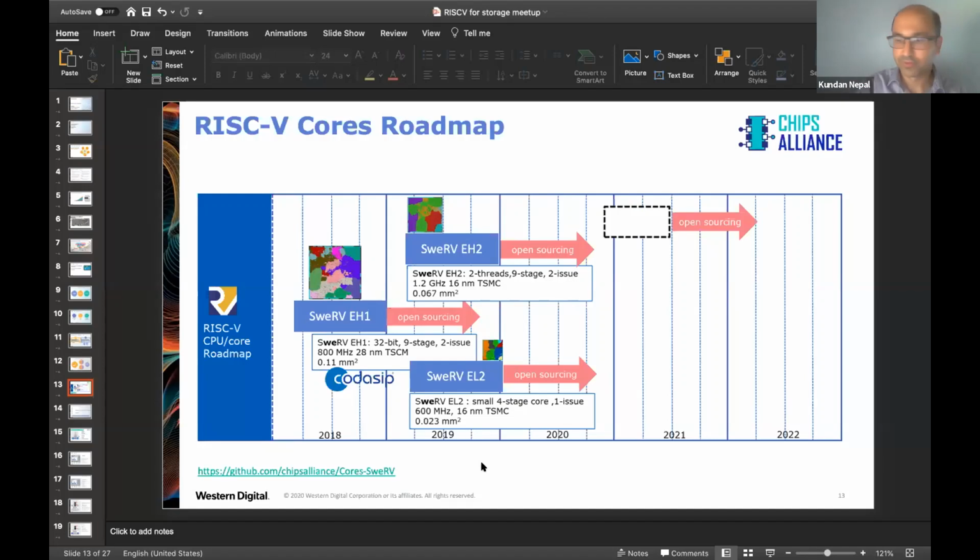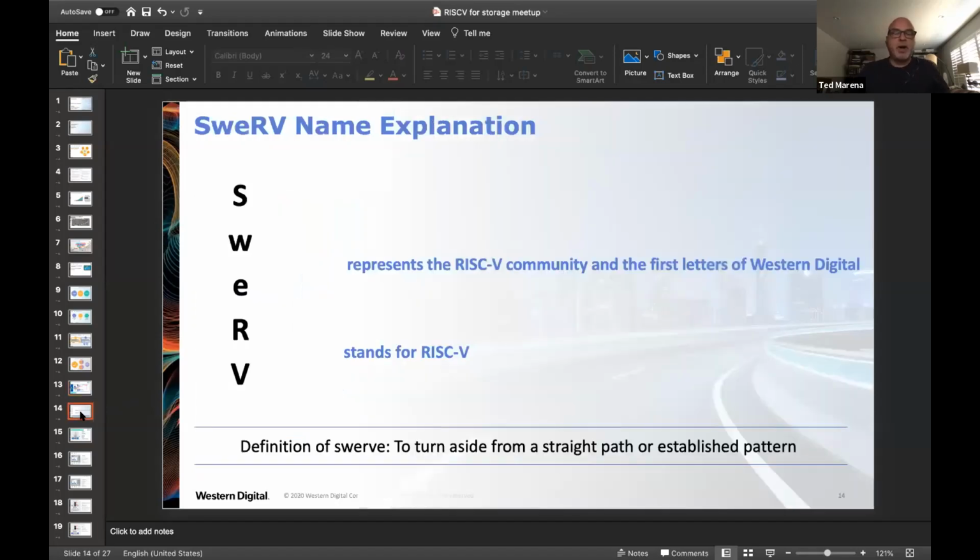Okay. The other thing I want to point out about these cores, two other things. One is they're in an organization called CHIPS Alliance, which Western Digital is part of, and also other companies like Google, Esperanto, SiFive, and others are participating and doing open source development. So that's the GitHub location that you find for the cores. And we also have been working with an IP company called Codasip that's doing some commercial support for these cores.